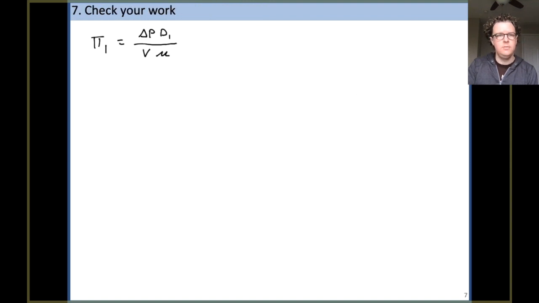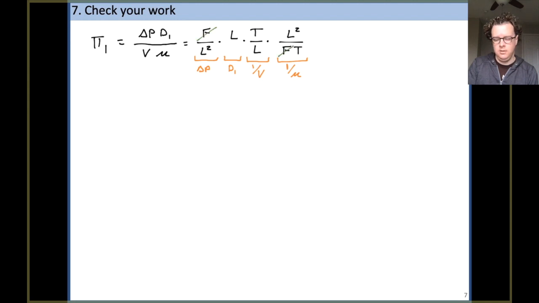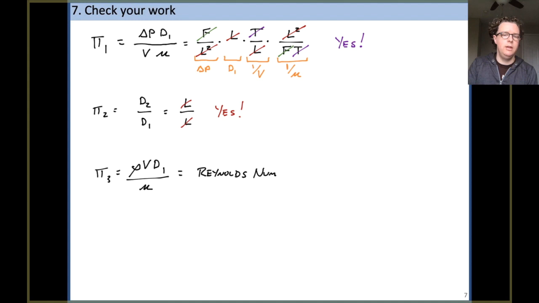With three pi terms, we should check our work. So for our first pi term, here's what I get on the right-hand side for fundamental units. I'm just showing you where each of those came from. Forces cancel out. Three lengths in both the numerator and denominator. One time scale. Yes, that one is unitless. We can do the same thing for pi 2. Length per length, that's unitless. We're happy. And pi 3.